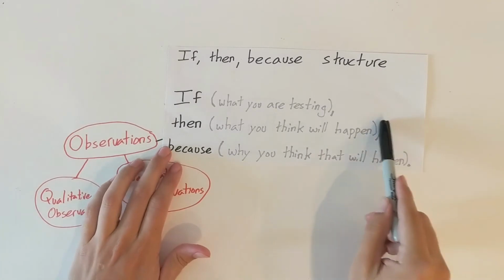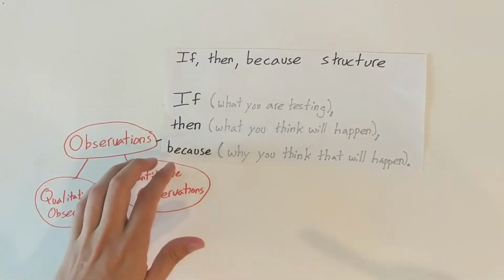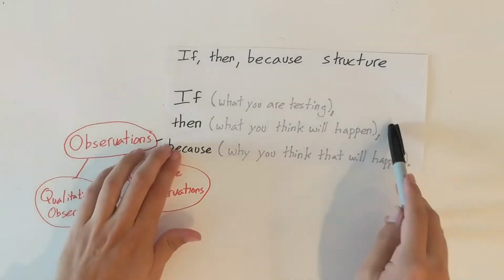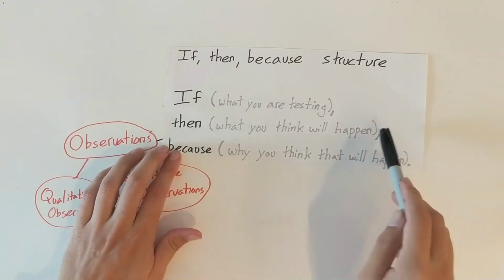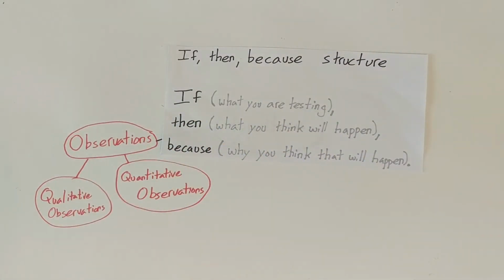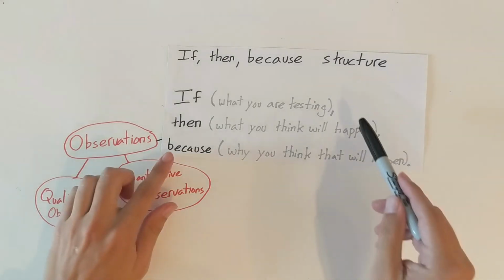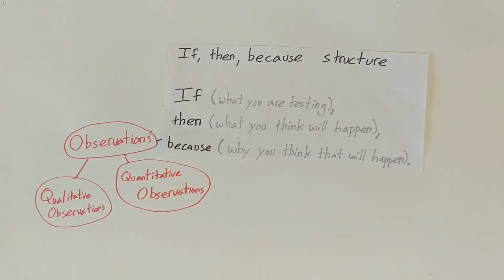Oftentimes when students write their hypothesis, they just say, I think blank will happen. So that's what most students think of as a hypothesis, but we really want to make sure that we are getting our whole point across. So if you forget this top part, then when someone reads your scientific paper, they might not know what you're testing or what you're doing.